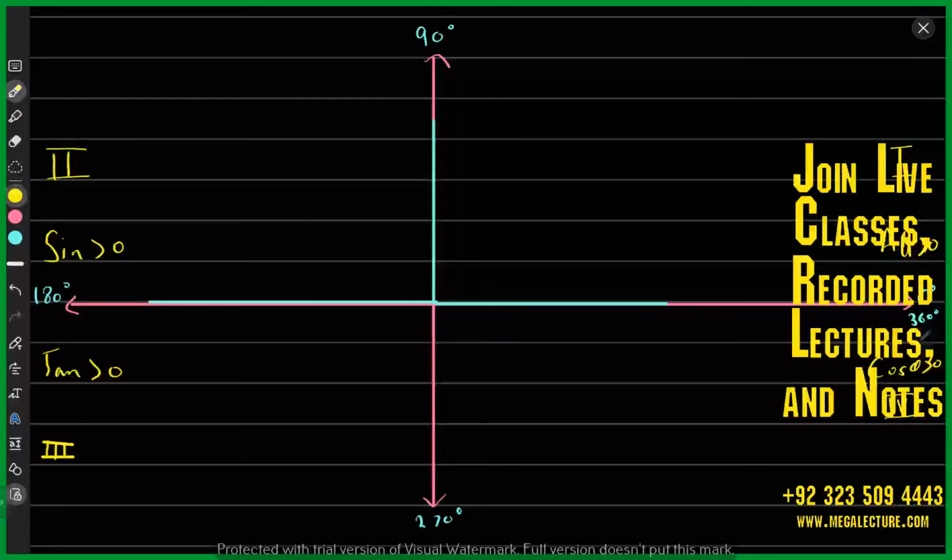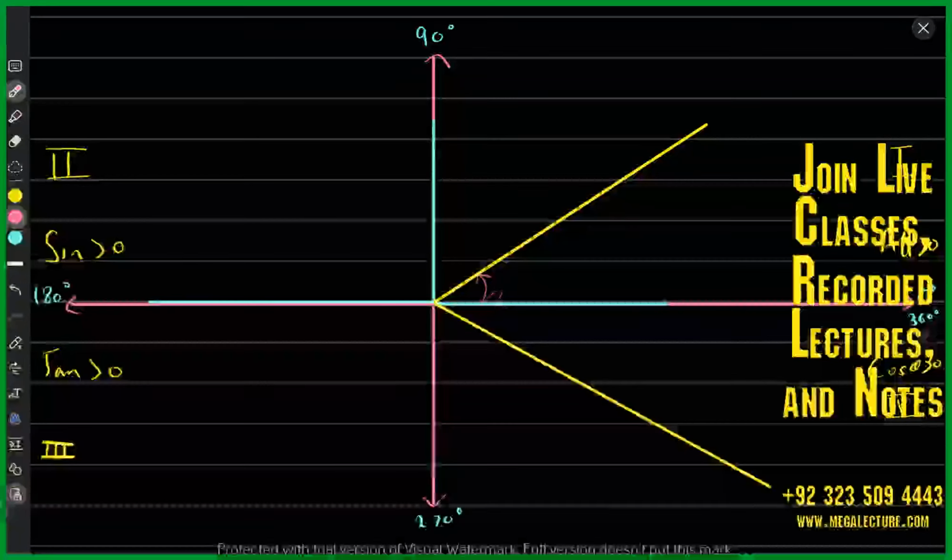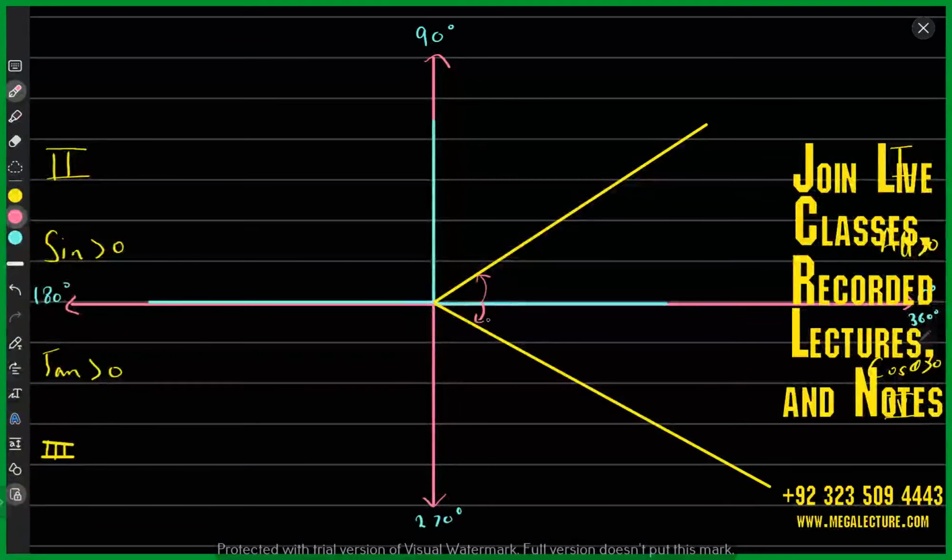Another important thing. Now, let's say this is a line. Okay. And then let's say this is another line. And this is how I'm measuring the angle. Okay. So what is happening here? Over here, I'm measuring the angle in anti-clockwise direction.